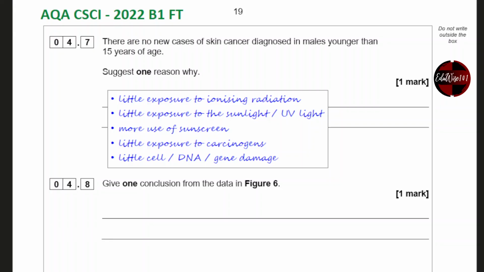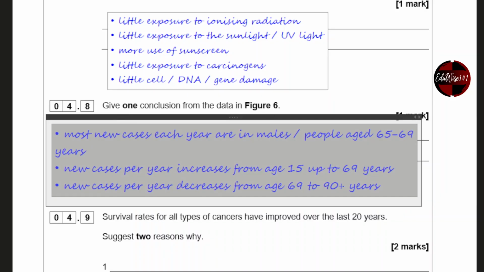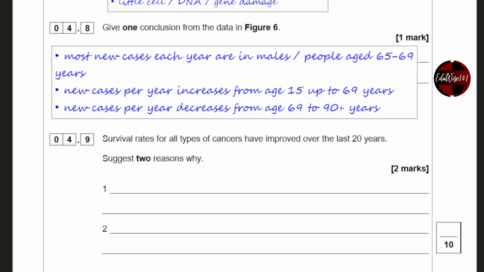Give one conclusion from the data in figure 6. So there's a number of different conclusions. We could actually say any of this. Most new cases each year are in males aged between 65 to 69 years. And the new cases per year increases from age 15 up to 69 years. So as you saw on the graph, it was going up. New cases per year decreases from 69 to 90 plus years. So those are the general trends in the graph.